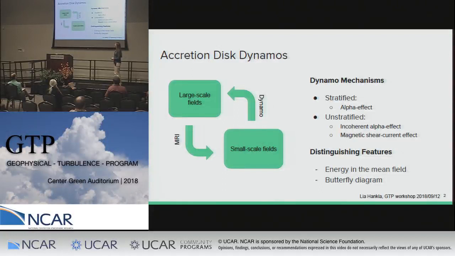And there are basically two main alternatives to the alpha effect for dynamo generation in the unstratified case. And that's the incoherent alpha effect, which is basically fluctuations about 0 in this same alpha parameter, which I'll explain a little bit more later on. And then also the magnetic shear current effect, which we heard about from Amitabha in the very first talk. And that's basically an off-diagonal resistivity. And when the sign is negative, then that's when this mechanism is active.